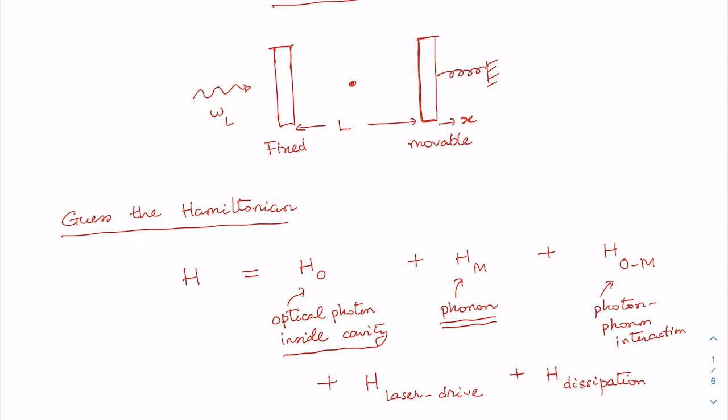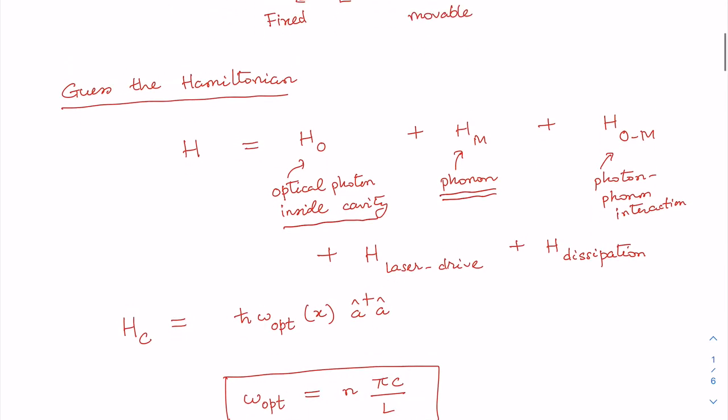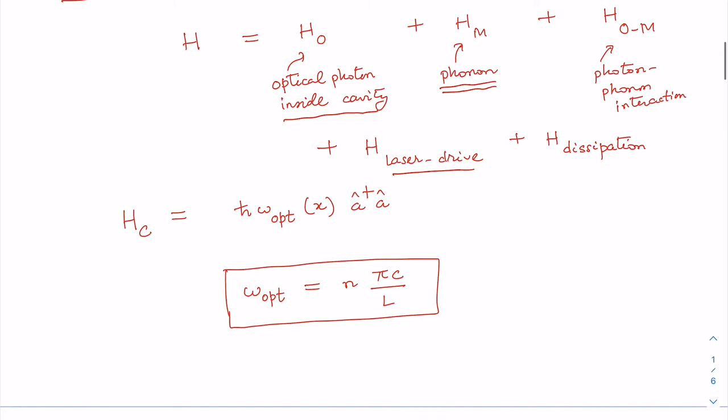And then there is interaction between optical photon and phonon, and that is because when the photon hits the movable mirror, it displaces the mirror by an amount x, and thereby both photon and phonon get coupled by the parameter x. And this cavity optomechanical system is driven by a laser. Apart from that, there are other terms due to the dissipation, because both the photon as well as the phonon may decay.